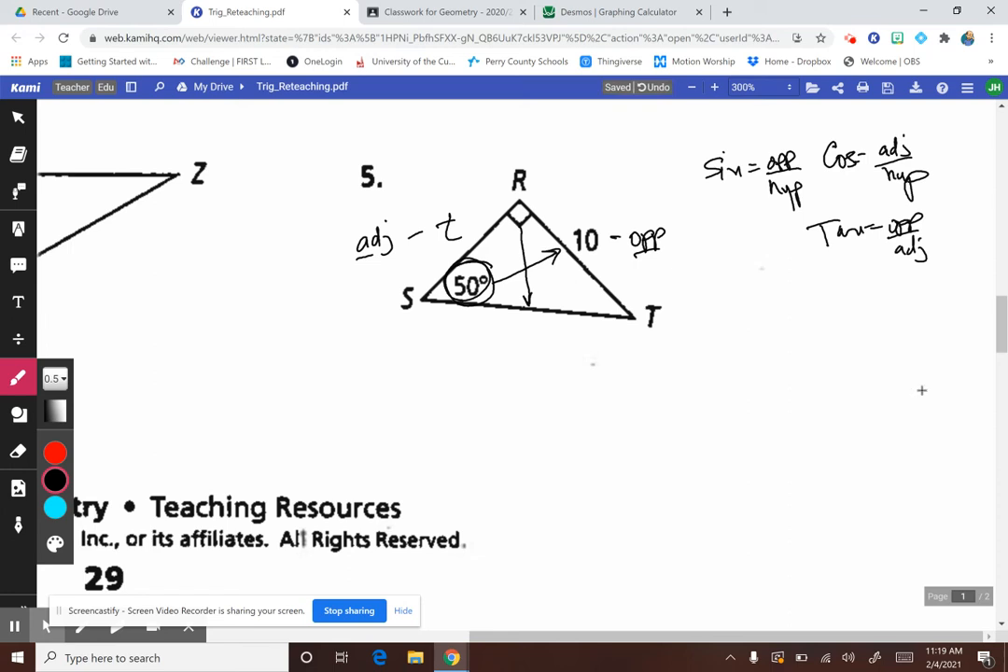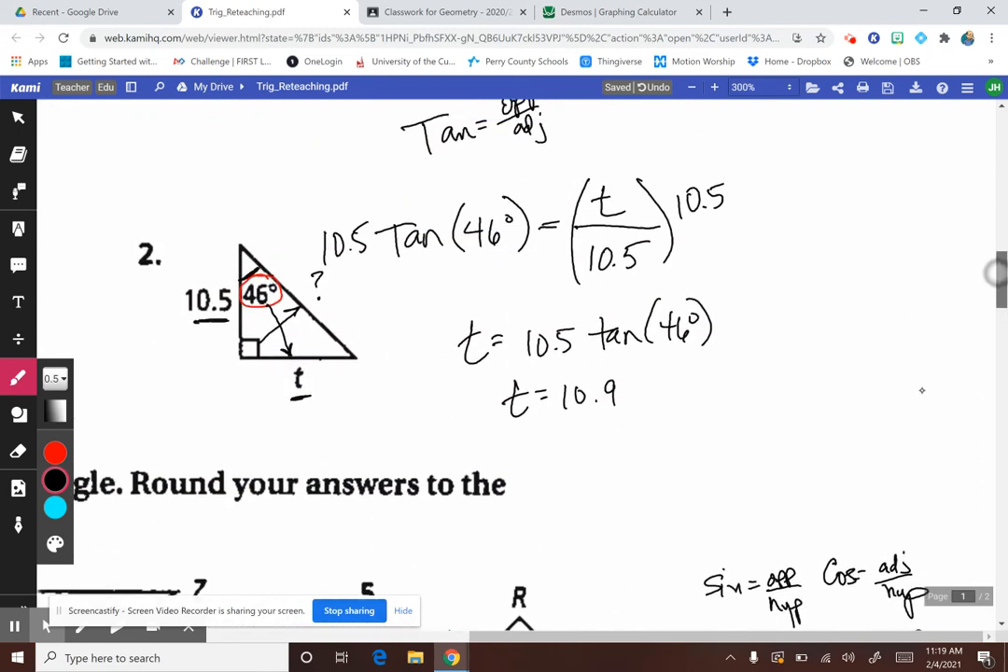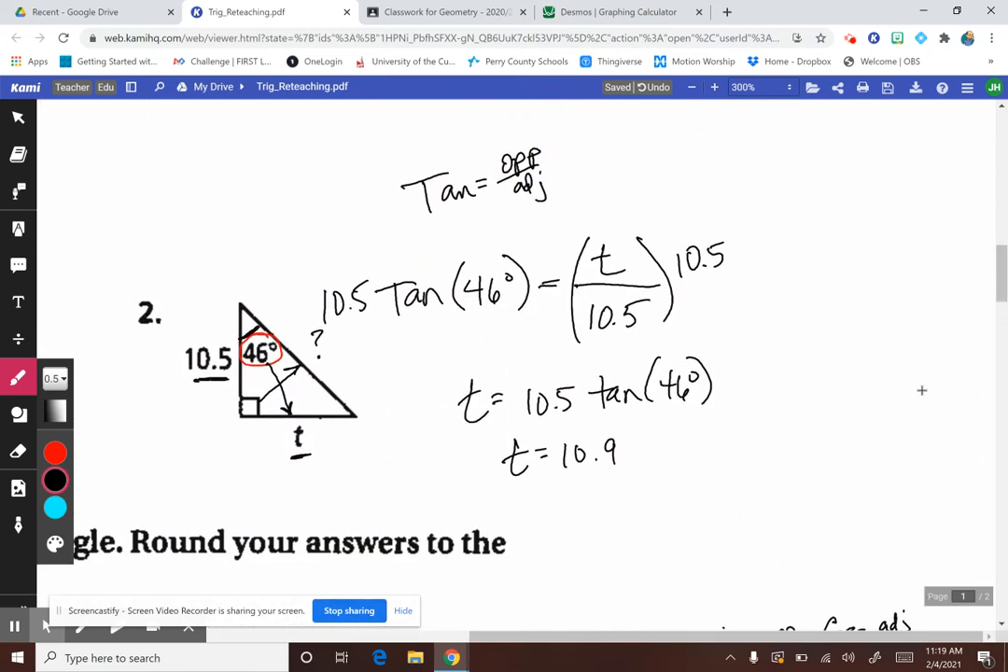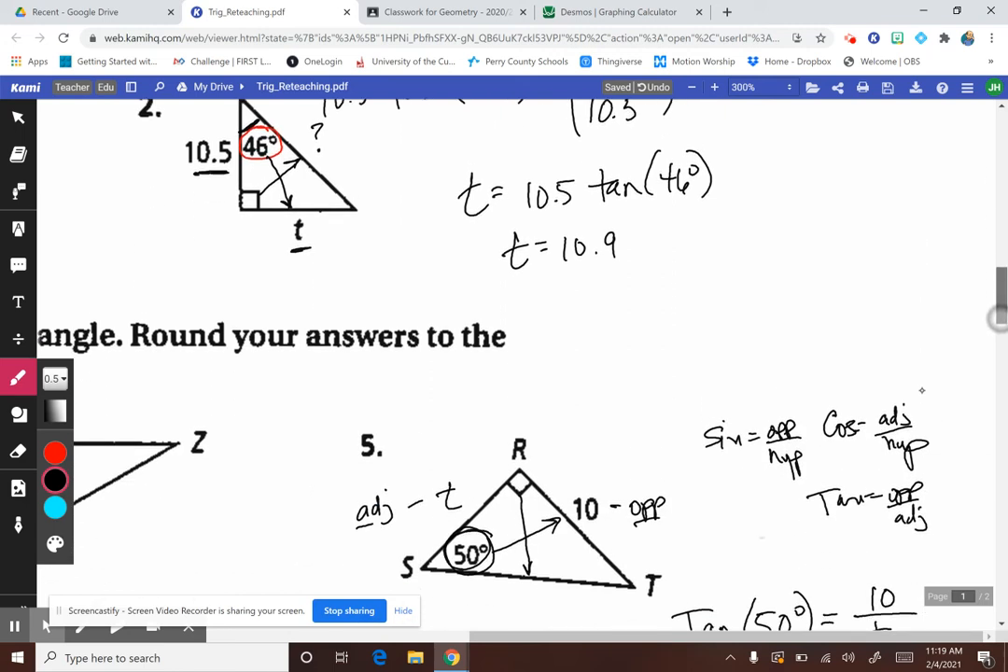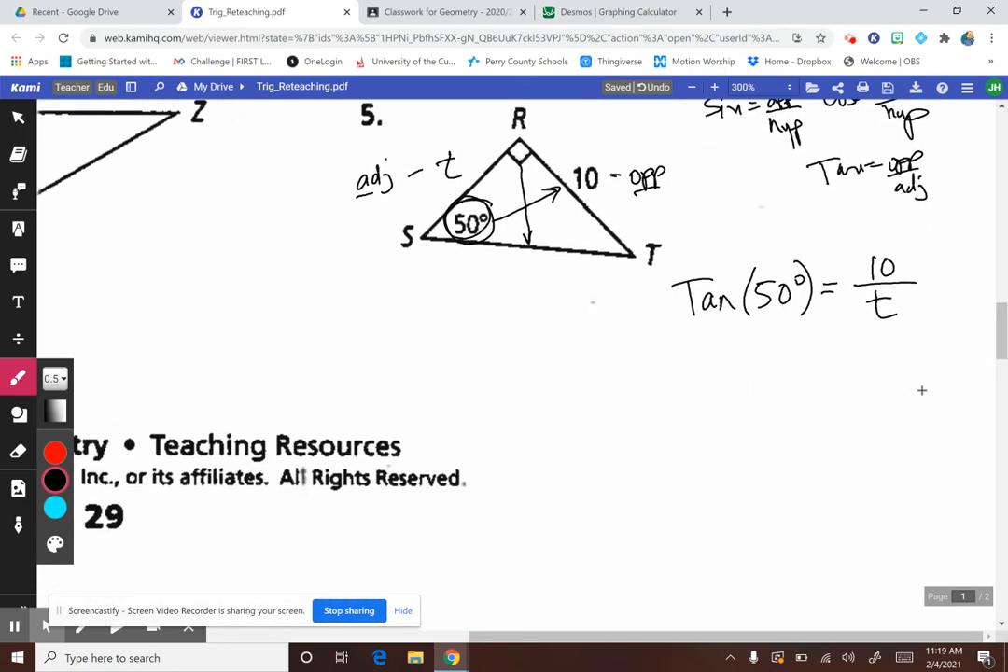All right, so now let's set this up. I've got tangent, so I know that's what I need to use. My 50 degrees goes with this. And I've got opposite over adjacent, so opposite is 10, and adjacent is T. Notice what happens here. I've got a little bit different scenario. A while ago, I had my T up on top. Let me show you that problem again real quick. I had my T up here on top and my number was on bottom. This time, my variable is actually on the bottom. So this time I'm dividing by T.